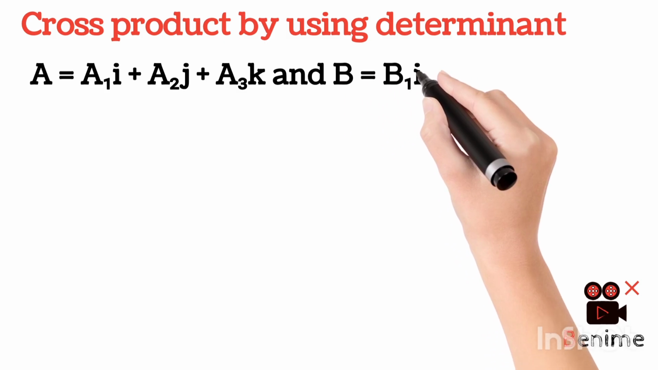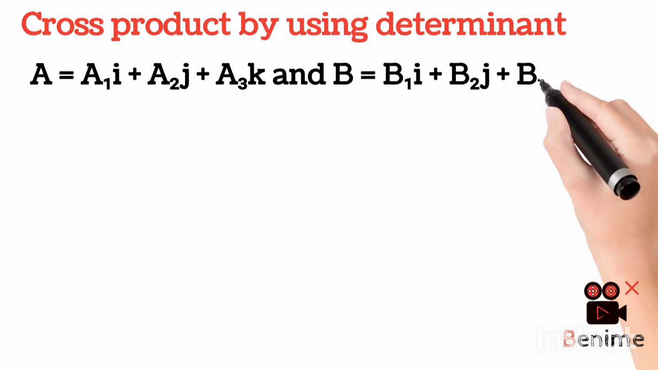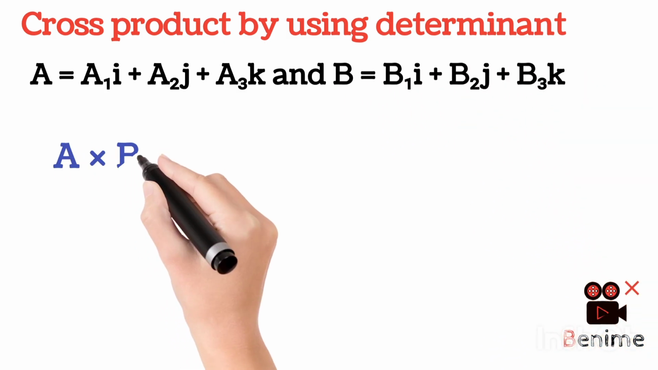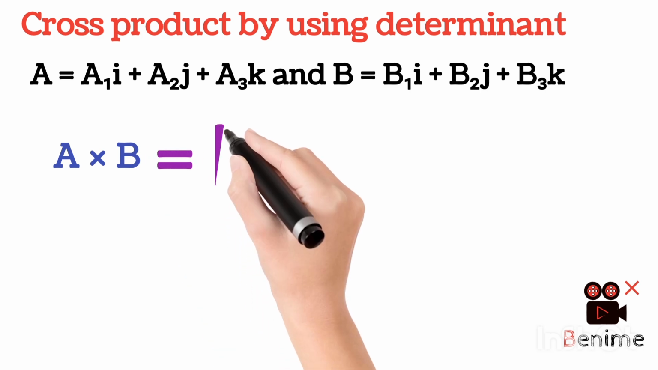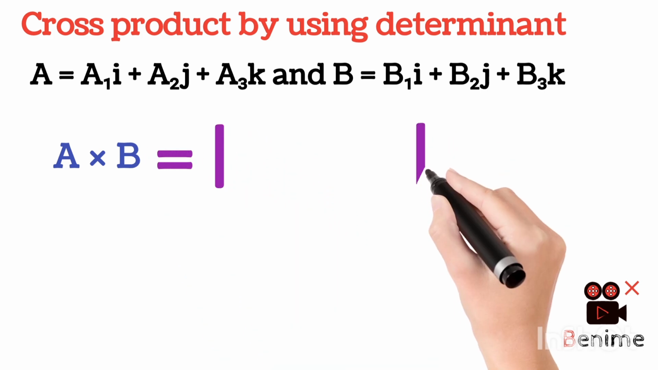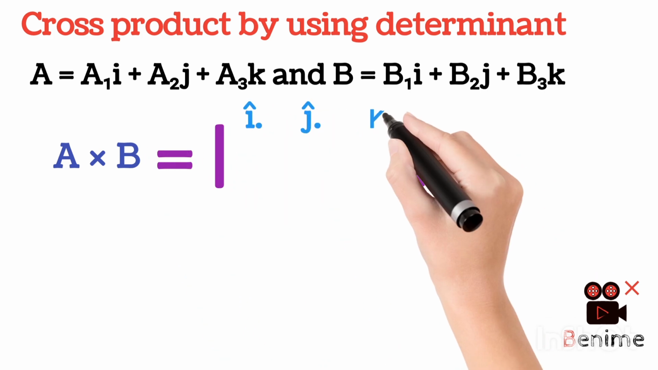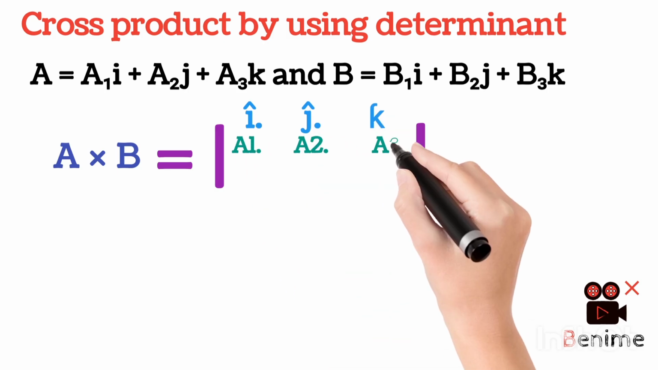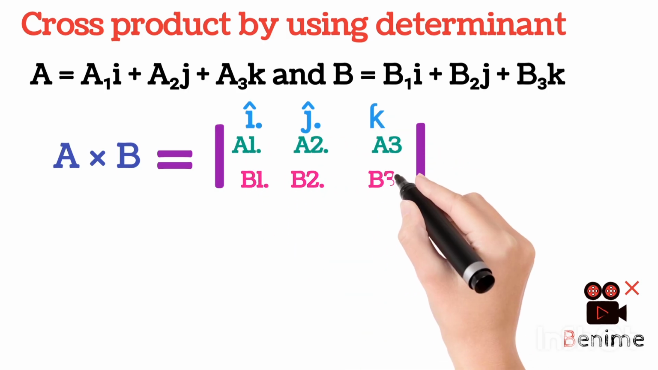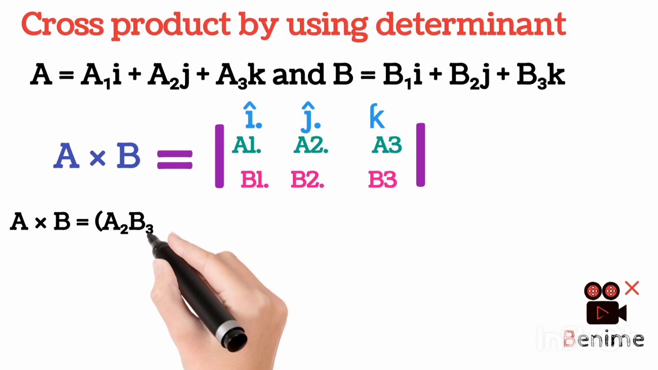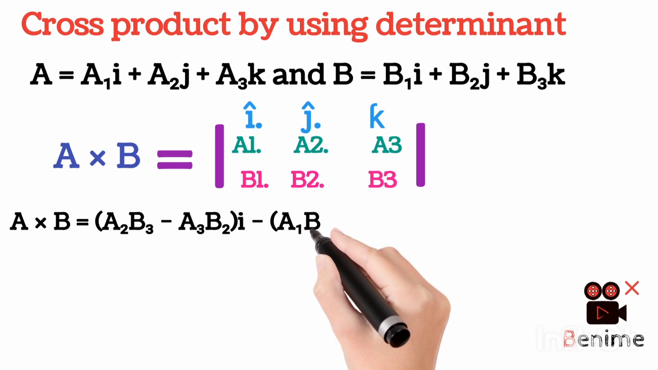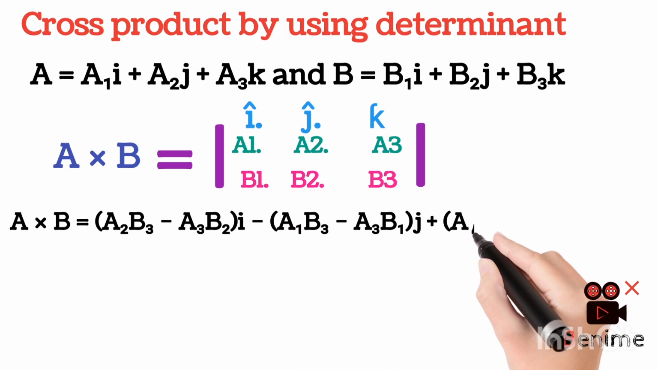The cross product of two vectors in three dimensions can be found by the determinant. Here i, j and k unit vectors are written in the first row and components of the vectors x, y and z below them, which on cross multiplication give the desired cross product.